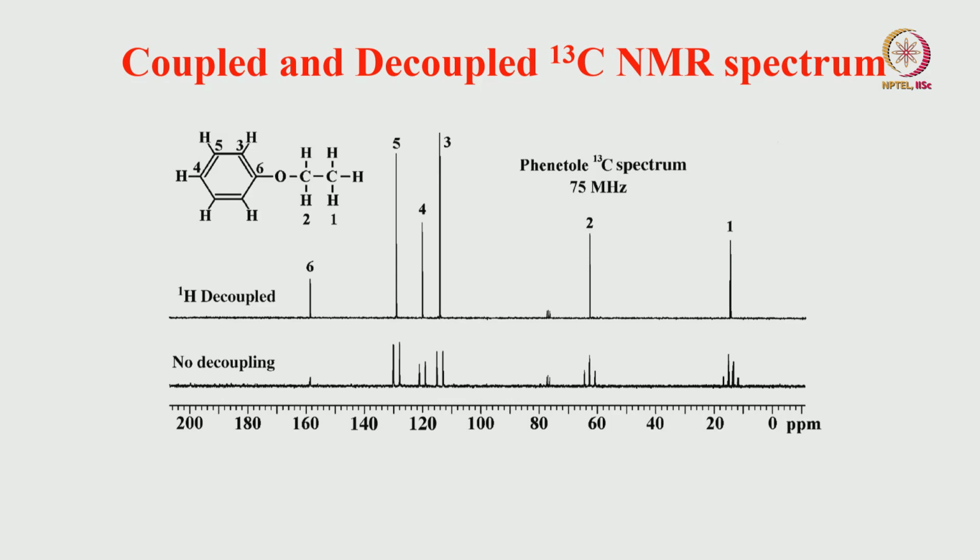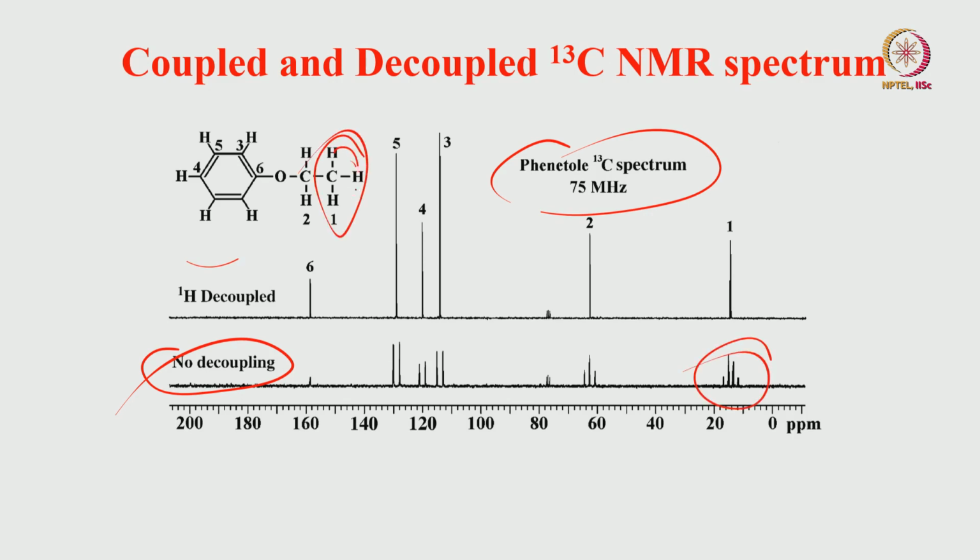Now take the example of this molecule. See how simplified the coupled and decoupled spectra appear. This is a molecule, some phenol, recorded at 75 megahertz, so the proton frequency is 300. This is the spectrum without any decoupling. We have a CH3 group, a CH2 group, and a phenyl group. CH3, as I told you, when it is coupled, will be a quartet, as 3 protons are coupled to this carbon. For CH2, both of these protons are coupled to this carbon, giving a triplet.